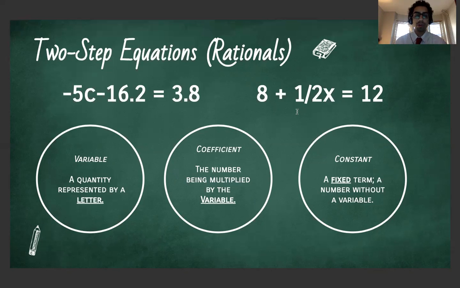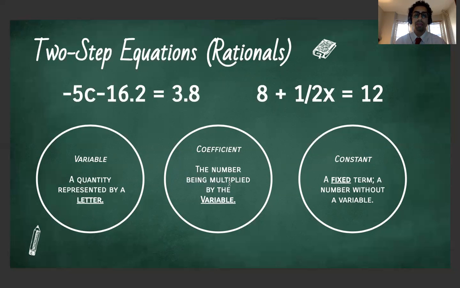So just a real quick refresher, we had three main components to these two-step equations. We had variables, coefficients, and constants. A reminder, a variable is a quantity represented by a letter. So in this case, a variable would be what? C. And in this equation, the variable would be x, the quantity being represented by a letter.